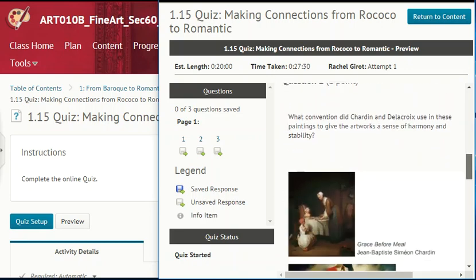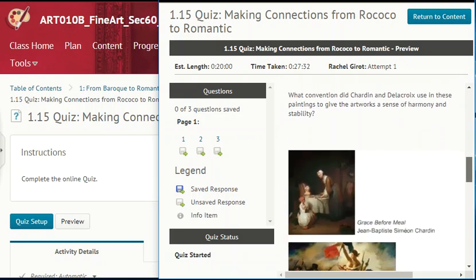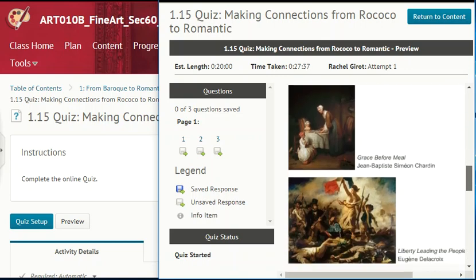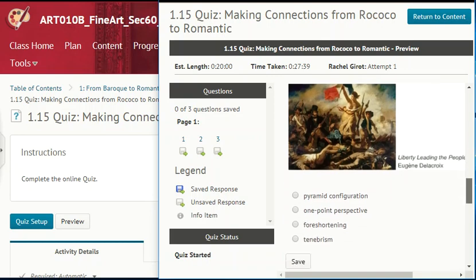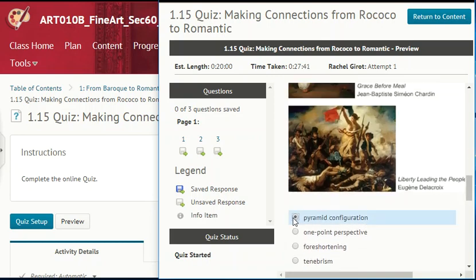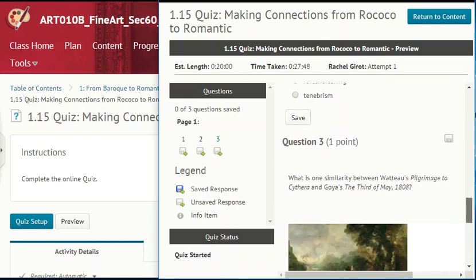Question 2. What convention did David and Delacroix use in these paintings to give the artworks a sense of harmony and stability? Oh, this is so easy. Harmony and stability: the pyramid configuration. Remember, that solid base of a pyramid creates the sense of harmony and stability.